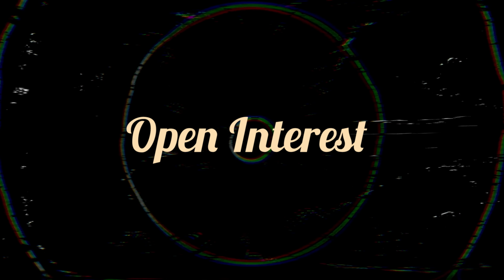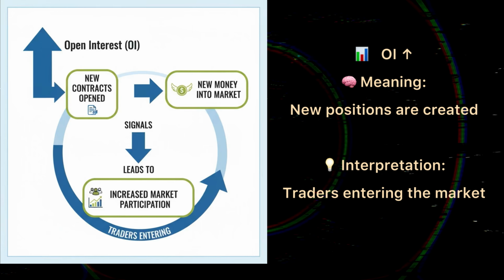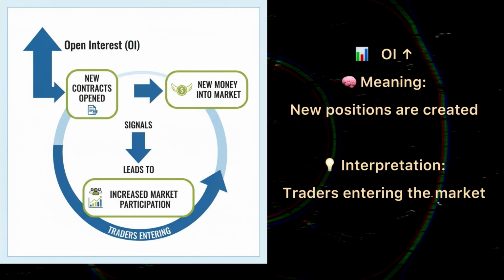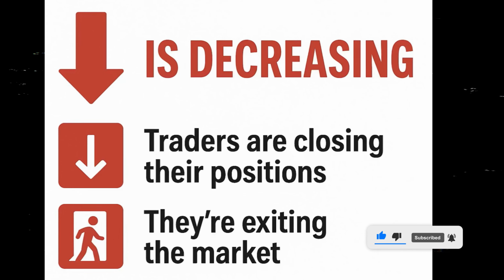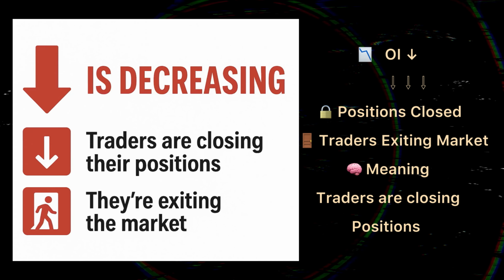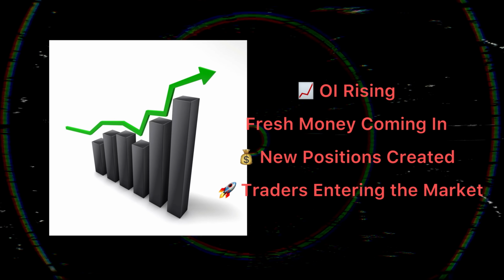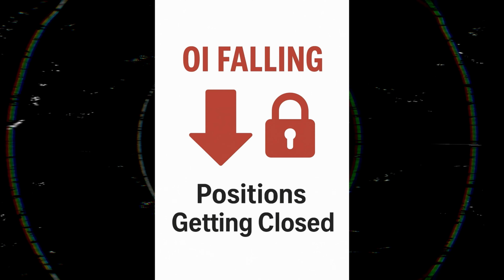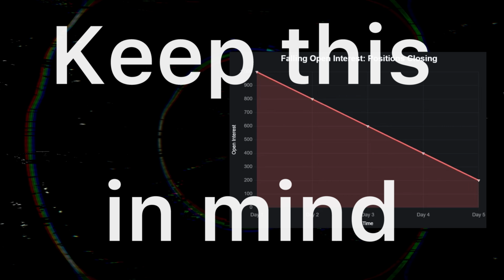Open interest, or OI, means the total number of open positions in the market, for both buy and sell, that are still active. If open interest is increasing, that means new positions are being created. Traders are entering the market. If open interest is decreasing, it means traders are closing their positions. They are exiting the market. So rising open interest means fresh money is coming into the market. Falling open interest means positions are being closed. That's all you need to remember for now. I will explain as we go forward.